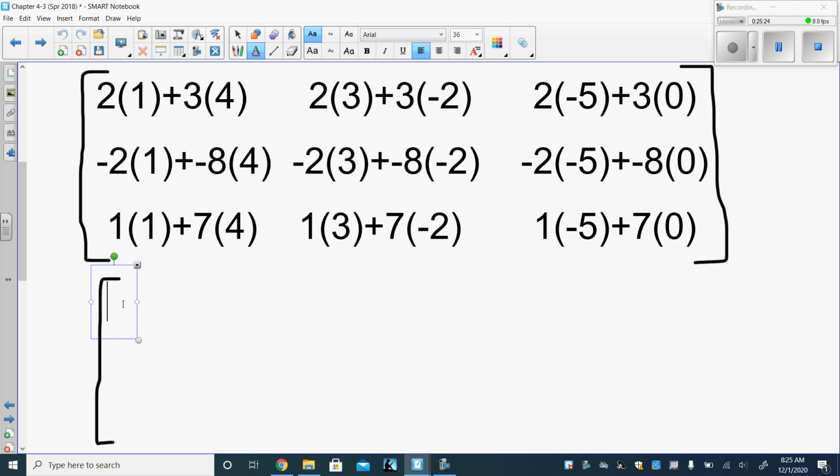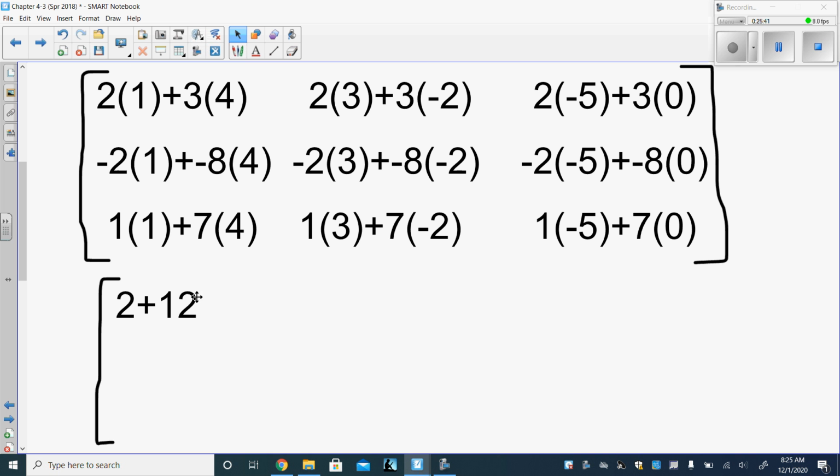So at this point here, again, just like with any of the ones we've done previously, you could go on and type each one of these into the calculator to get it, or we can do it individually. So I'm going to do it individually, as in 2 times 1 gives us 2, and 3 times 4 gives us 12, so we'd have 2 plus 12 in the first spot here.